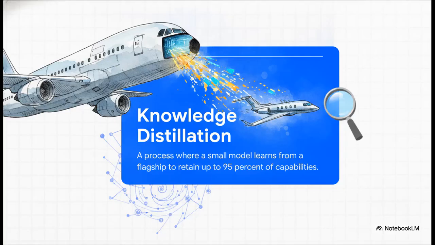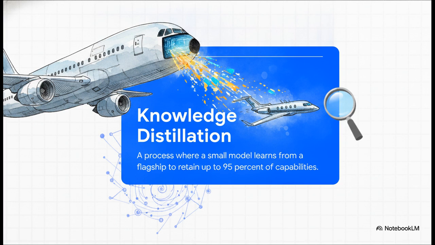So you might be wondering, how on earth do these light models stay so incredibly smart while being so small? Well, the secret is a super cool process called knowledge distillation. Essentially, developers take a massive flagship model like Gemini 3 Pro and they literally distill its knowledge, packaging the best parts into the much smaller Flash model.